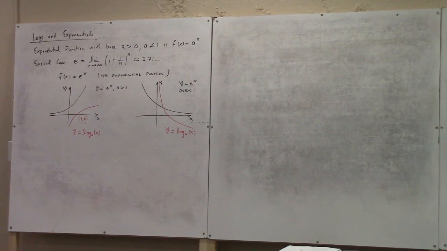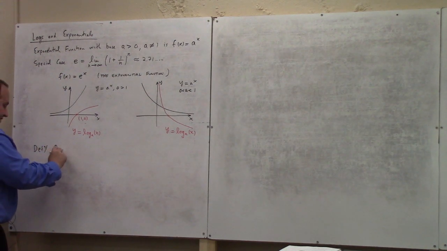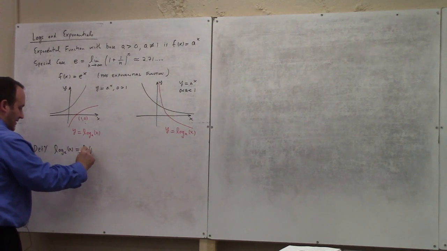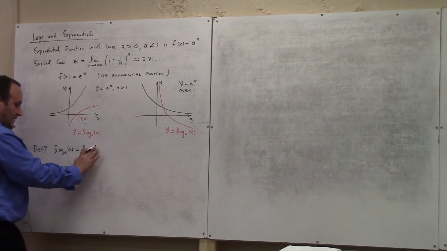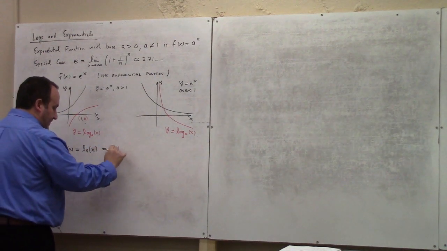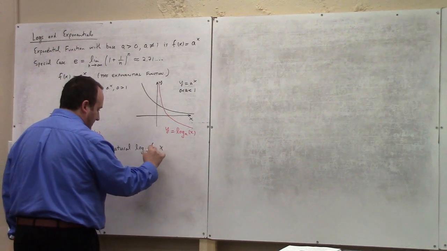Speaking of natural, in the case of the exponential function, the inverse to the exponential function is denoted ln. So definition: log base e of x is denoted ln of x, which is short for natural log of x.